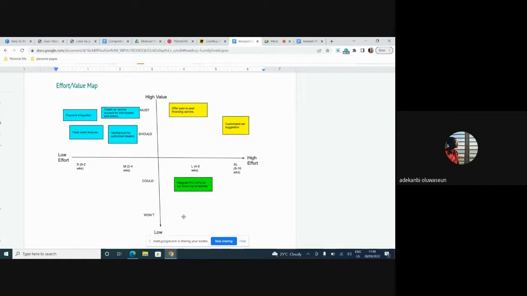So who can tell me here, based on these 4 things, what should you consider first and what should you consider last, based on the analysis you're going to get from this effort value map? What are you going to build first and what are you going to build last? We should build the ones in the top left quadrant, the ones that have high value and low effort. And the last one we should consider are the ones that give low value but require high effort. That's the down right quadrant.